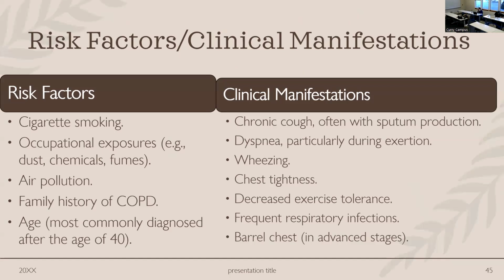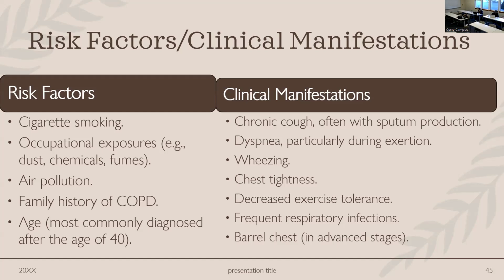All right, so we talked a little bit about risk factors. Most commonly diagnosed after the age of 40. A family history of COPD could play some role in it. Clinical manifestations: chronic cough, and that's probably one of the biggest ones. Often sputum production, at least they can get that stuff out most of the time. Dyspnea, especially during exertion. And there are different levels.